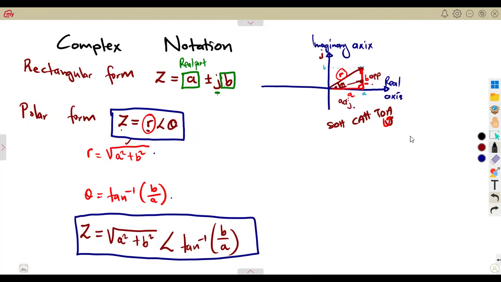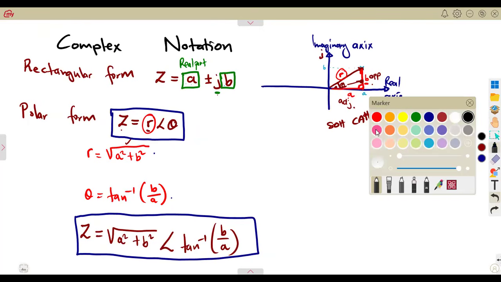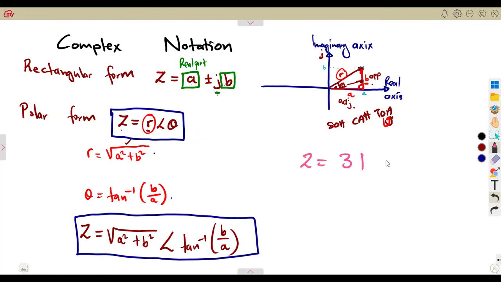Let me quickly have an example here. Let's say we are given Z equal to 3 plus J4, like this, and we want to convert this to the polar form. This is rectangular form, as you can see. So we can write this same Z in polar form, where we can calculate our R using this formula, then our theta using this formula, or you can simply use this formula direct as it is.